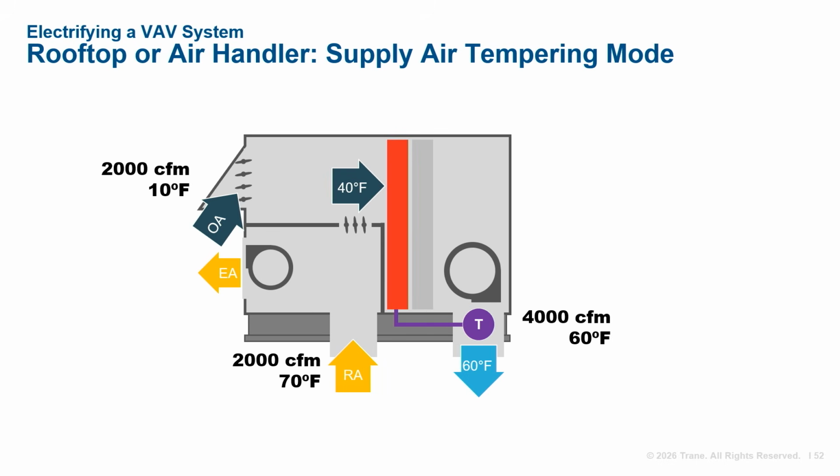This unit has 2,000 CFM of 10-degree outdoor air mixing with 2,000 CFM of 70-degree recirculated air. The resulting mixed air temperature is 40 degrees, which is below the desired discharge air temperature set point of 60 degrees. So this unit will operate in supply air tempering mode. The question becomes, can we provide a hydronic heating coil with a lower heating water supply temperature?